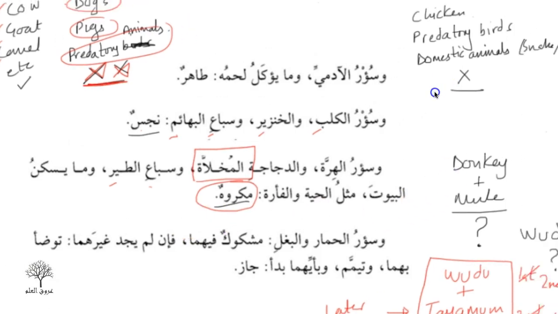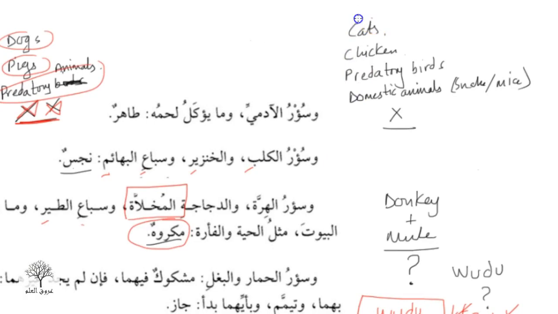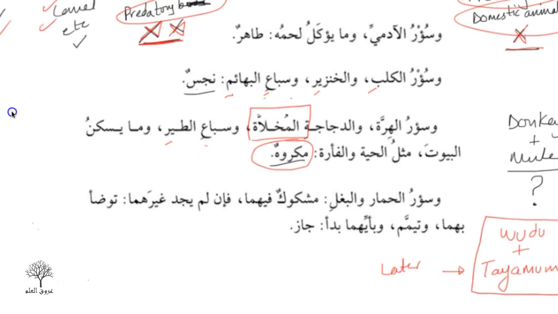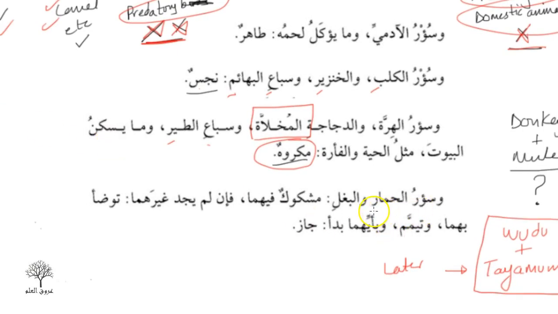Okay, finally the last line of a very long lesson today. Okay, cats, chickens, predatory birds, domestic animals are all makruh. Let me just do that. And finally, the su'rul himar, the leftover water of a donkey and a mule is doubtful. Yeah, mashkuk fihi, there is doubt in it.